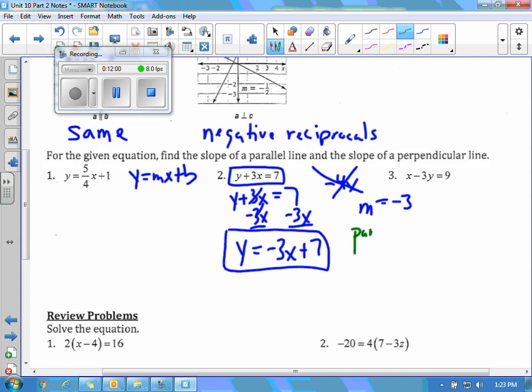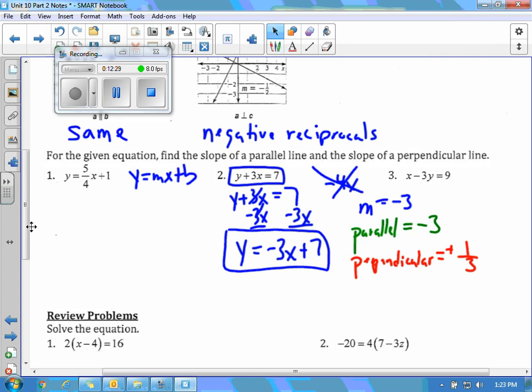My parallel slope is going to be exactly the same, so it's also negative 3. And then my perpendicular slope is the negative reciprocal. So reciprocal means to flip it. 3 as a fraction is 3 over 1, so I'm going to make this 1 over 3. And then since it was negative to start with, it's going to be positive 1/3. So you don't actually have to write that positive.